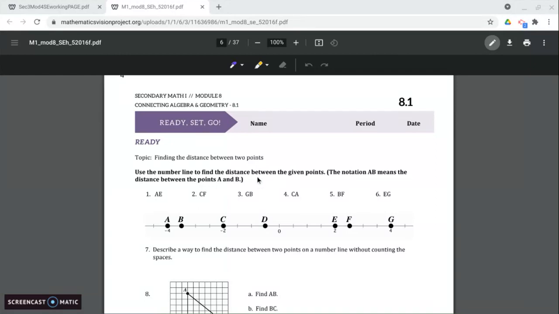Use the number line to find the distance between the given points. The notation AB means the distance between the points A and B. For the first one, we're looking at AE. So we're going from -4 to +2.